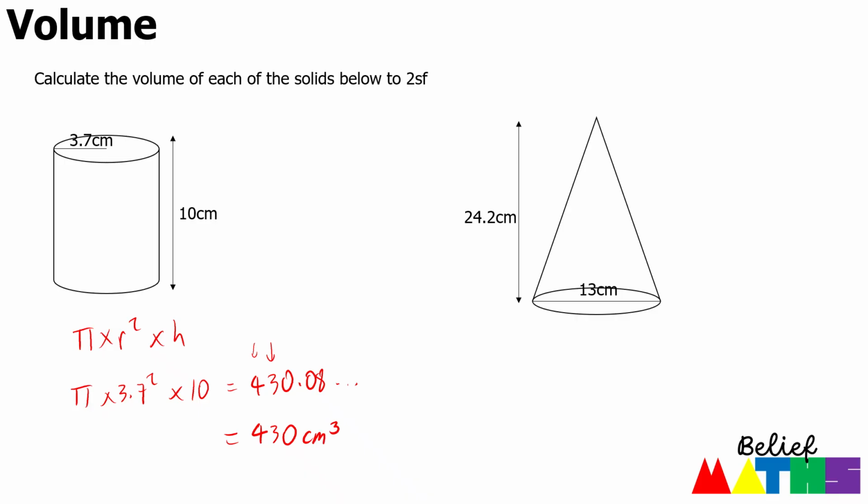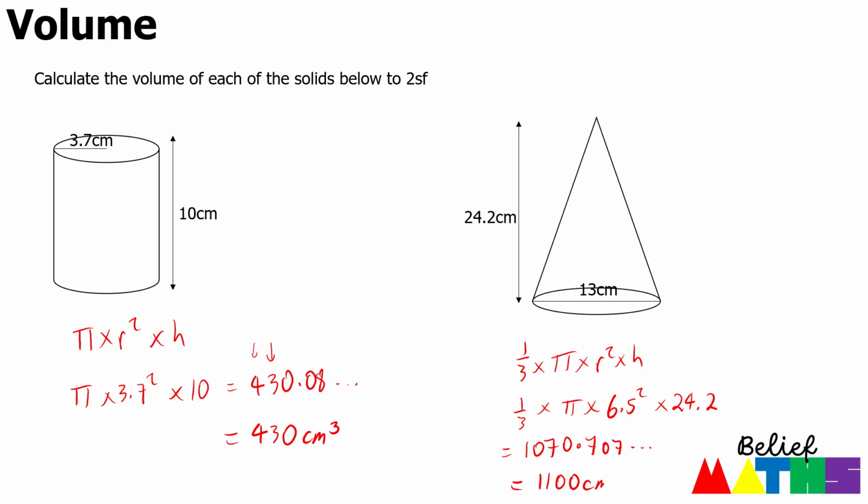Same idea with the cone. Remember, a cone is a cylinder and we just use part of it, so it's pi times the radius squared times the height, and it's 1/3 of that. So it's 1/3 times pi times half 13 is 6.5 squared times the height, which is 24.2. Putting all of that into our calculator, 1/3 times pi times 6.5 squared times 24.2, and that gives us an answer of 1070.707. So to two significant figures, that's 1100 centimeters cubed.